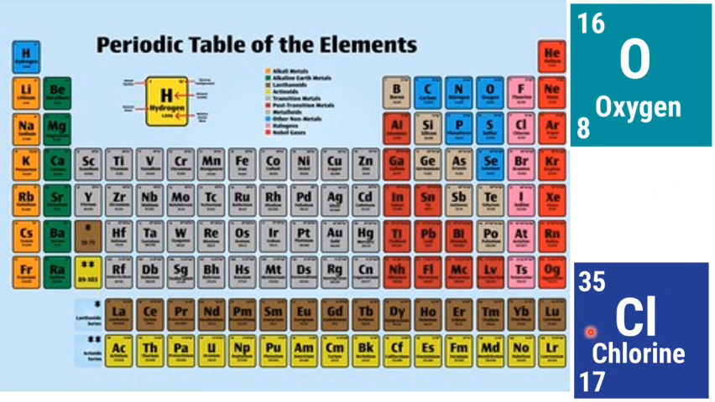Now look at the second one here. We have chlorine. This is the atomic mass of chlorine and this is the atomic number. So you should be able to identify the atomic number and atomic masses of elements by just looking at the periodic table of elements.